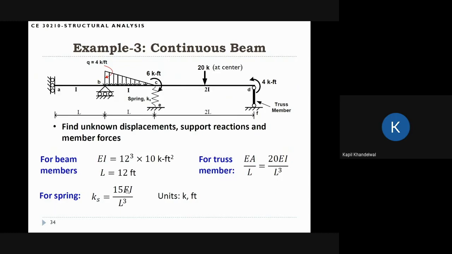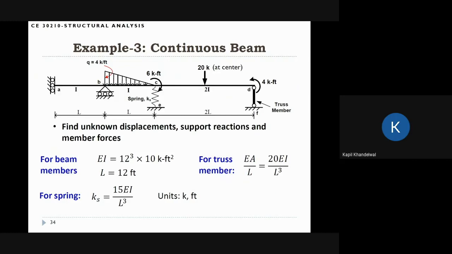For the spring, the stiffness of this spring is 15 EI by L cubed. And for the truss member, EA by L is the measure of the stiffness of the truss member. For the vertical truss member here, the stiffness is 20 EI by L cubed. And we are going to use the units kips and feet for the entire problem. So we are not going to change into inches, so we don't have to worry about changing the units for this case.